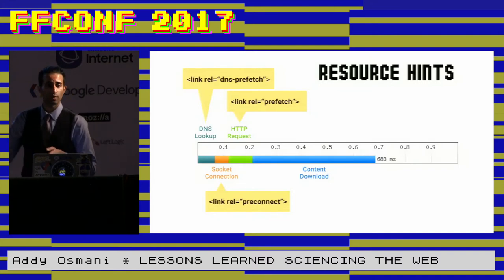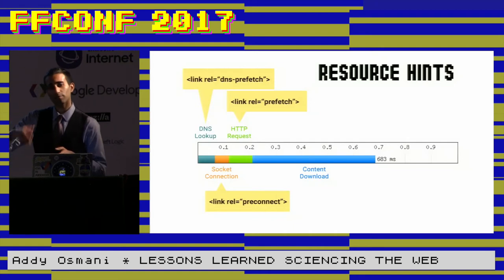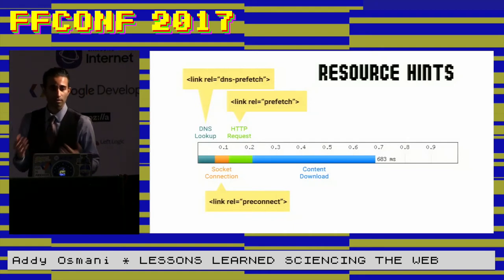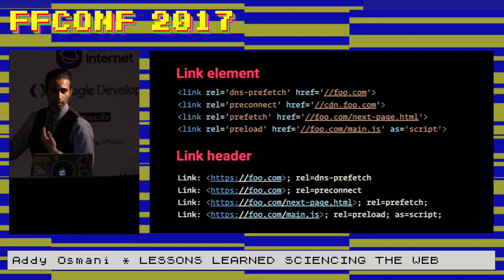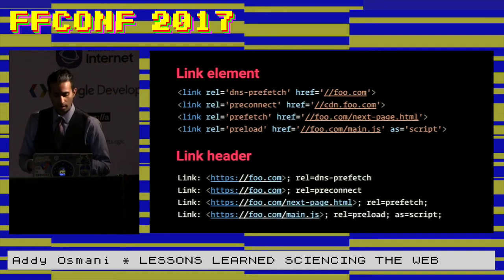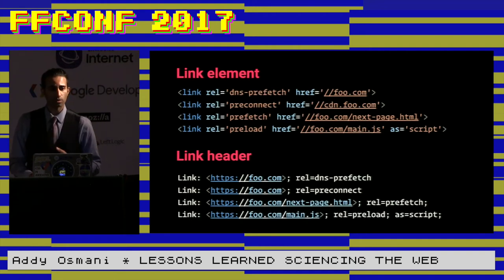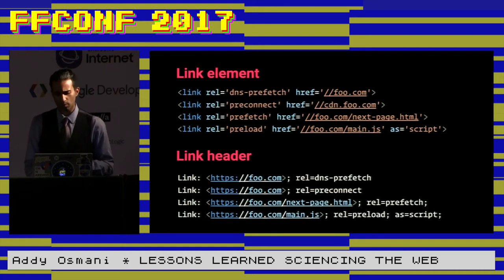Prefetch is useful for future navigations, so anything that might be after the first route that they're going to hit. Now, in addition to being useful on link elements, all of this stuff can also work as HTTP headers if you needed to do that. Which takes us on to our next topic, which is what else can we do in addition to using link rel preload and resource hints to let the browser know that there are some things that are important?